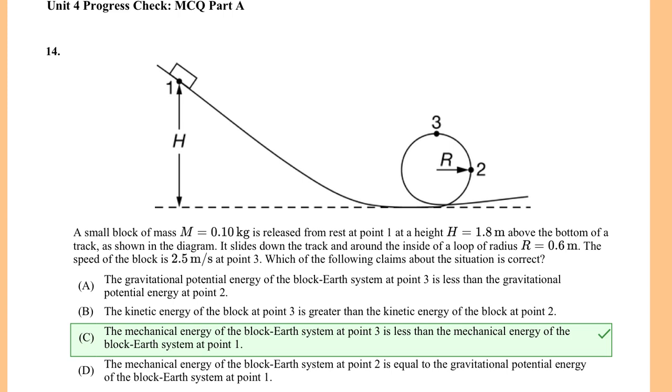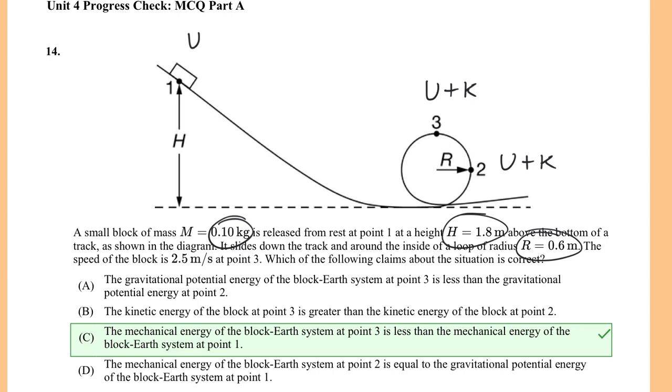So mainly what you have to do with this problem is just know your equations. At point 1 we have a lot of potential energy. At point 3 we have potential and kinetic. At point 2 we also have potential and kinetic. So for letter C, it says that the mechanical energy of the system at point 3 is less than at 1. So we're just going to plug in the numbers for the equations that they give us.